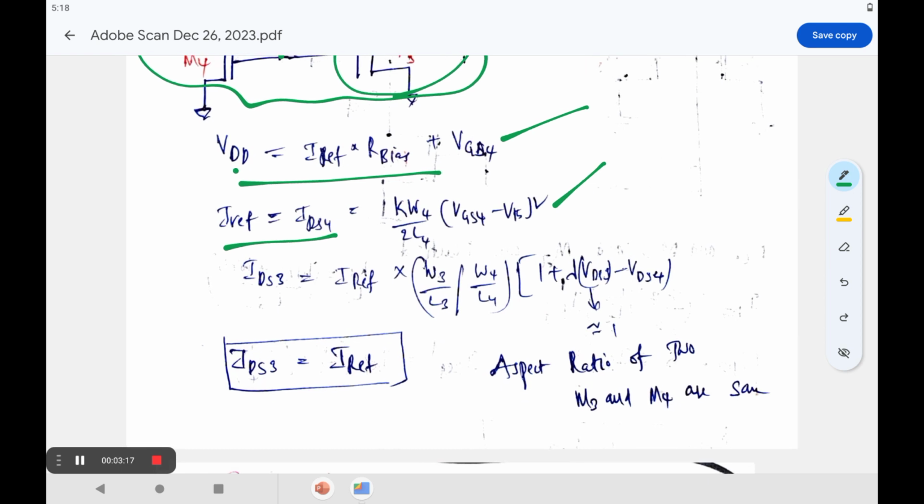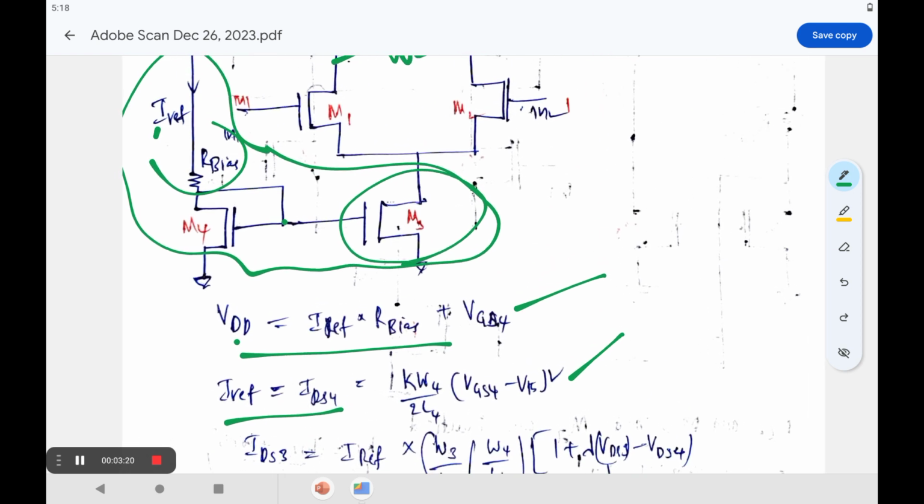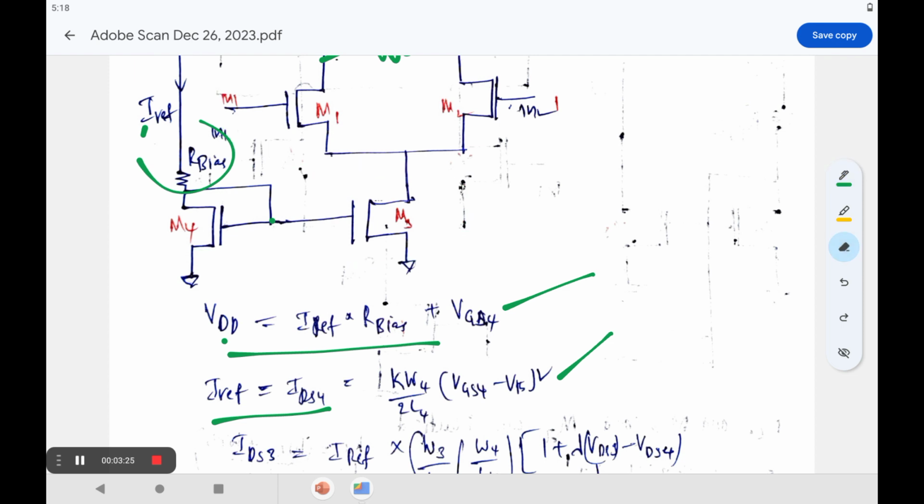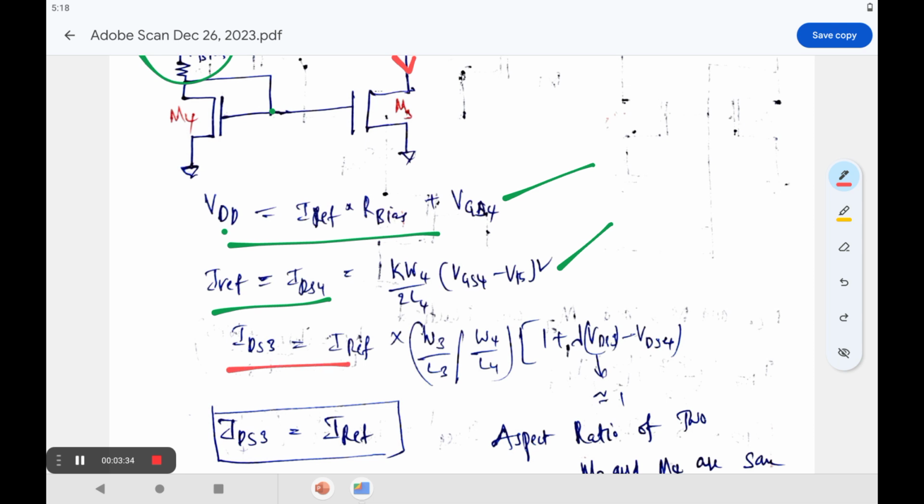So in this case, ID3 is the current passing through the M3 transistor. Therefore, ID3 is equal to I reference into the W by L ratio of the third transistor divided by the W by L ratio of the fourth transistor, into a non-ideal factor. This non-ideal factor is approximately equal to 1, because the difference between VDS3 and VDS4 is approximately 1. Therefore, you can neglect that value.